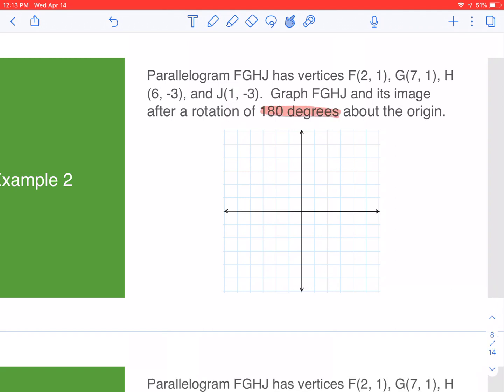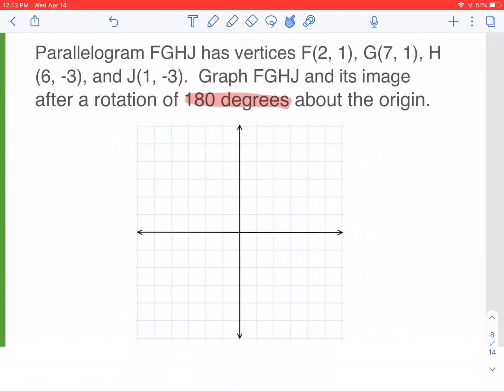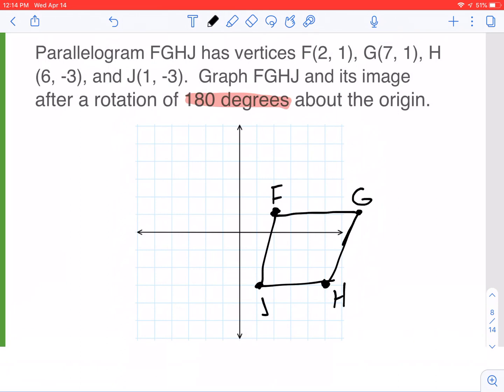First, I am going to draw the points. There's my shape. We have F, G, H, and J, and I'm going to rotate them 180 degrees.